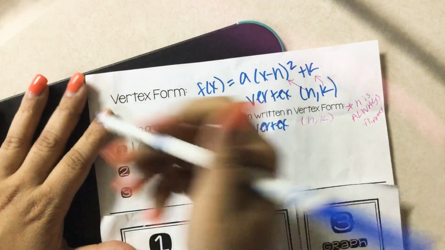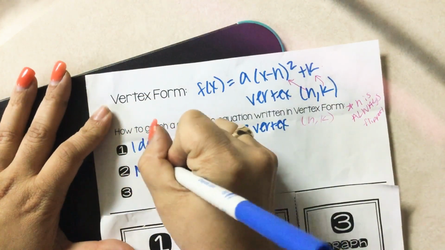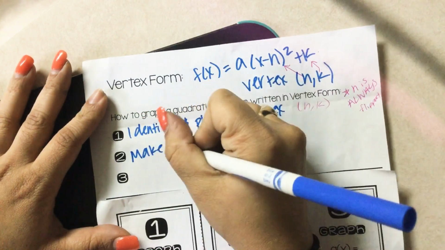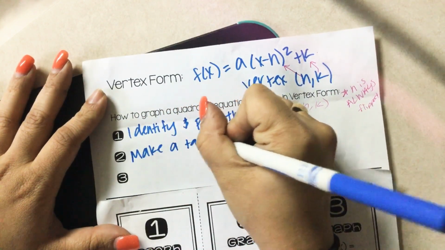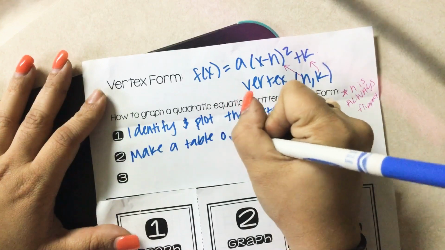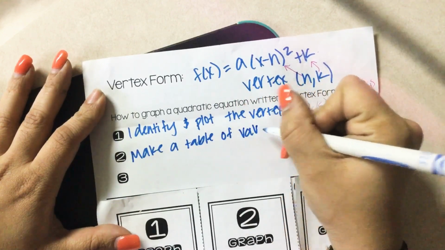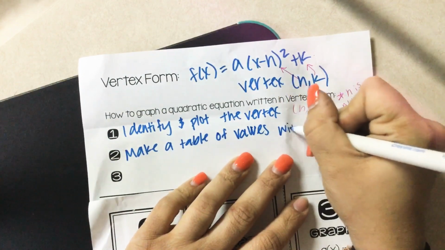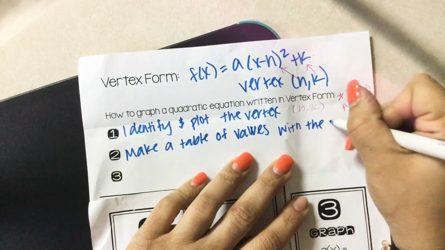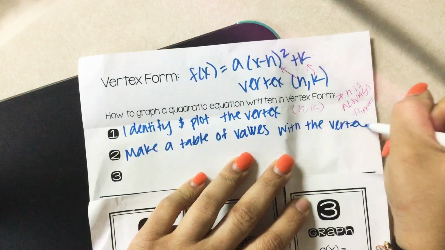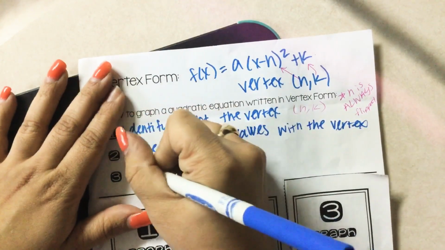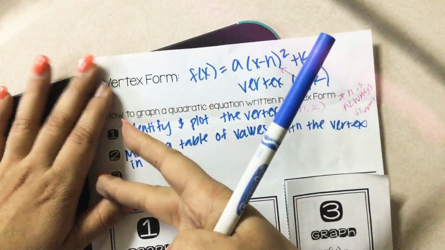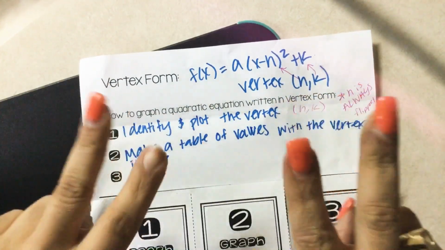Your second step and your third step are both very similar to what we did with standard form, which is you're going to make a table of values with the vertex in the middle. Remember, you're going to want 2 points before and 2 after, so 2 and 2.